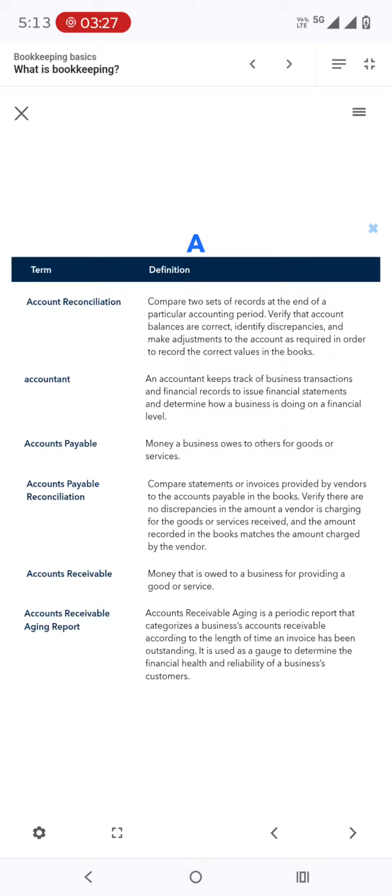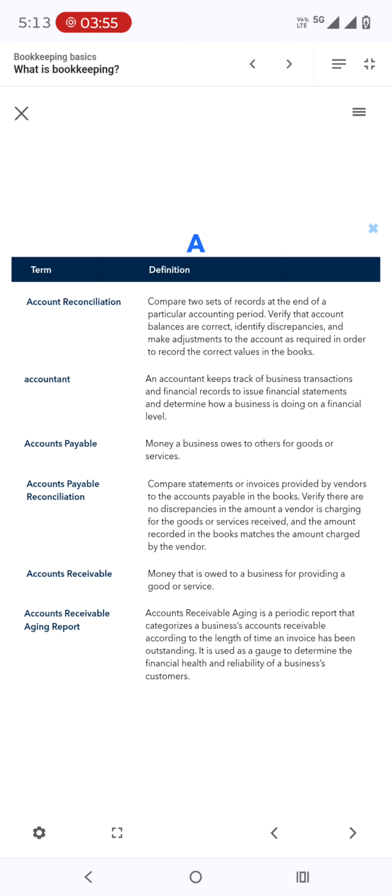So this is the simple accounts reconciliation, where you need to see if both the books are matching or not, right? Then the next one is accountant. Okay, who is the accountant? An accountant is a person who keeps track of business transactions and financial records to issue the financial statements and determine how the business is doing on a financial level, right?